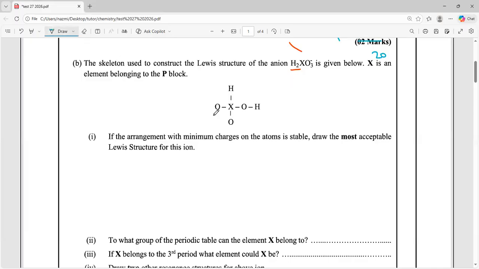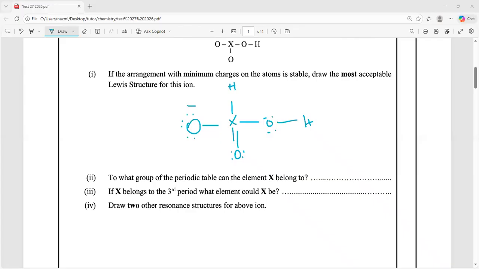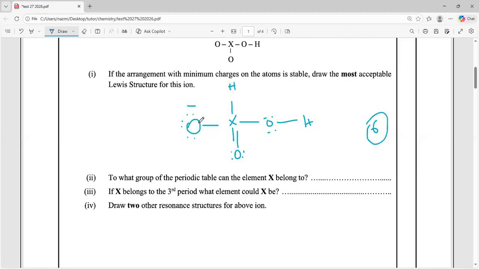Now we know that oxygen can easily have a minus charge. So one of these oxygens can have a minus charge, and then it will have three lone pairs. This oxygen has two lone pairs and hydrogen, here another hydrogen. On this oxygen we have to put a double bond, then only we can have one minus in the structure. So this is the most acceptable Lewis structure of this compound. For that it is 6 marks. Make sure all the lone pairs are there. If even one is missing, you don't give the mark.